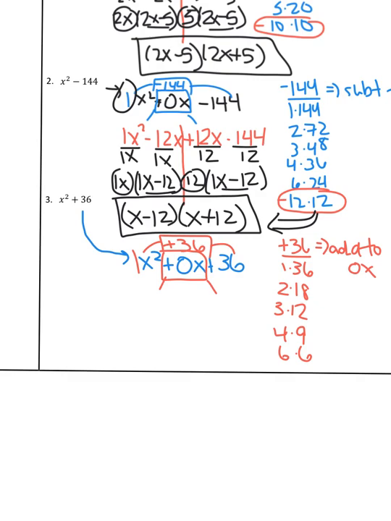to add. So if I add 1 plus 36, that gives me 37. If I add 2 plus 18, that gives me 20. If I add 3 plus 12, that's 15. Add 4 plus 9, that's 13. Add 6 plus 6, that's 12, right? None of these work, right? None of these work. And none of these work because this needs to be subtraction, right?